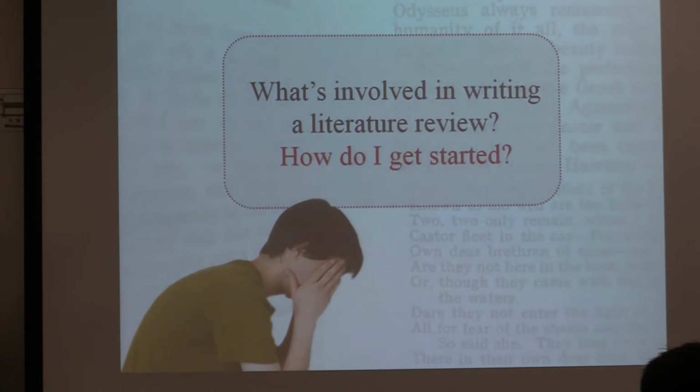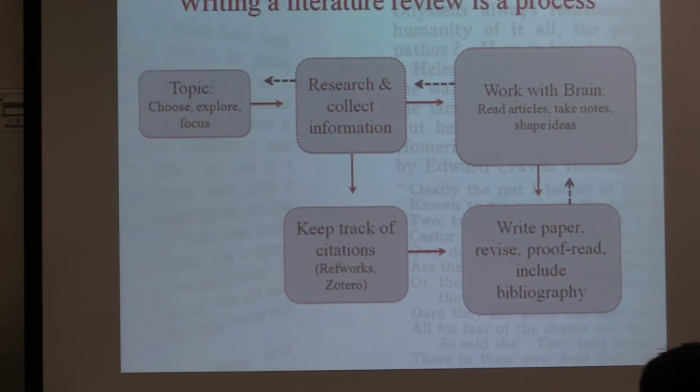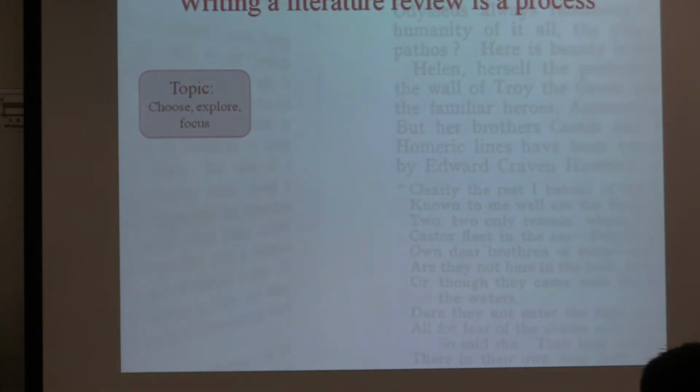So at this point, you may be asking yourself just what's involved in writing a literature review, and how do I get started? Writing a literature review is a process with several key steps. Let's look at each part of this process in more detail. Your first step involves choosing, exploring, and focusing your topic. At this stage, you might discover that you need to tweak your topic or the scope of your research as you learn more about the topic in the literature.